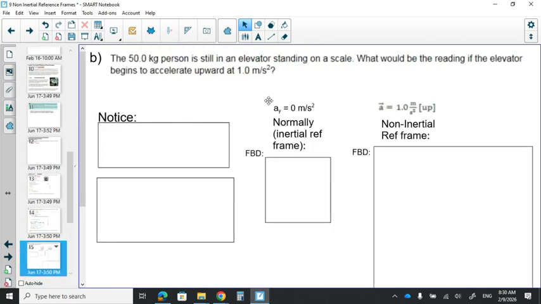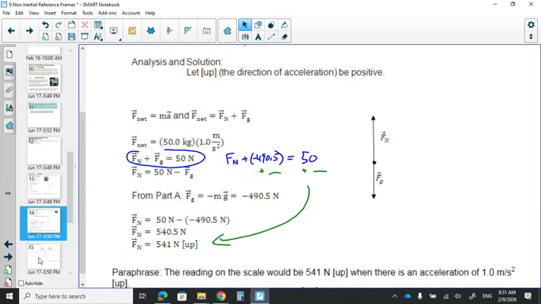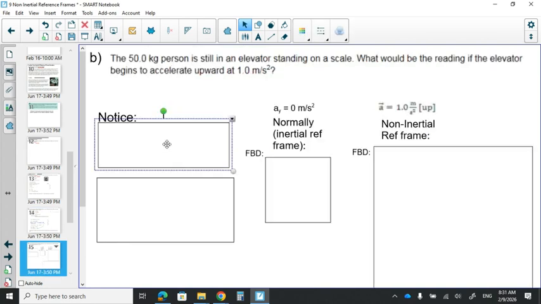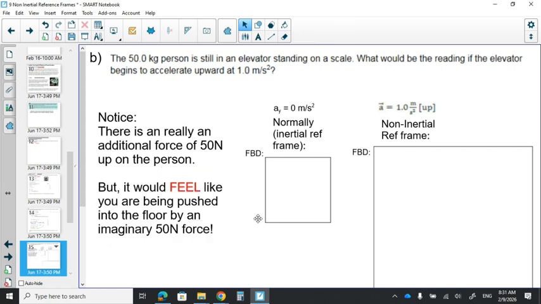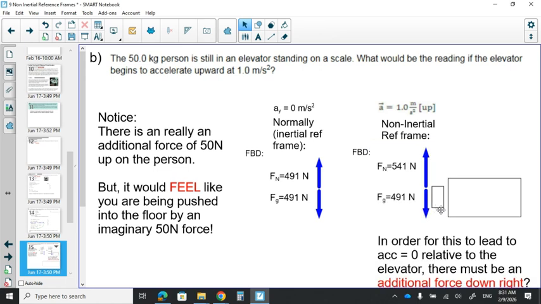And what if the elevator begins to accelerate upwards? Analyzing further, there's really an additional 50 Newton force up on the person, but it would feel like you're being pushed down by an imaginary force, right? So this is our free body diagrams for these things. With the acceleration in the y direction being 0, we just have normal stuff like that, and then with the acceleration up, you have this extra 541 that we calculated.